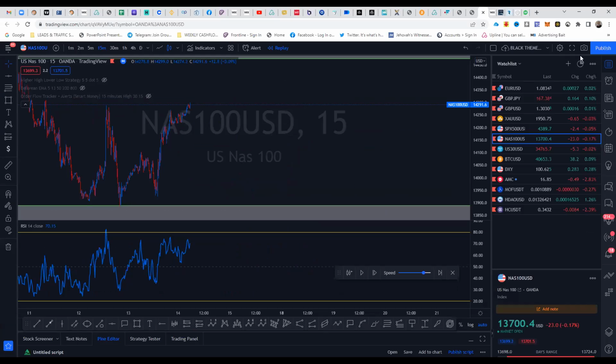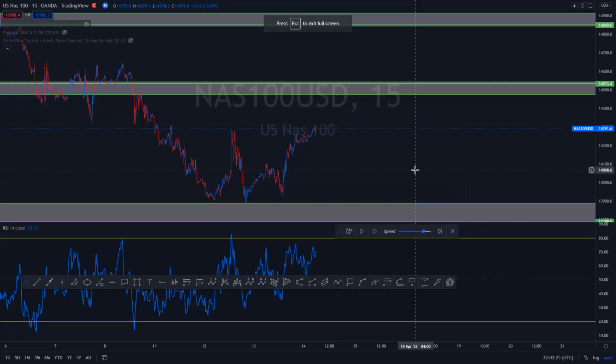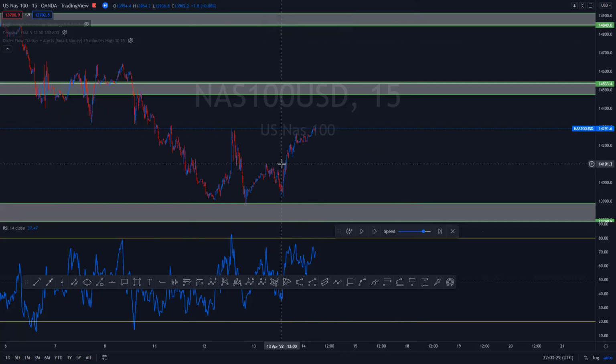So now what we have done is we have done step one. We have marked market structure for the 15-minute to the 4 hour time frame. Now what we're going to do is identify the trend.